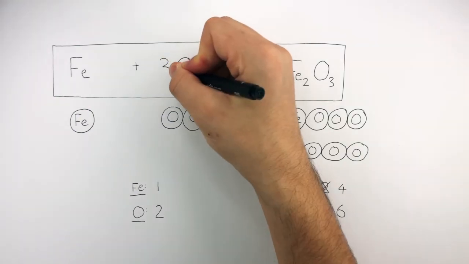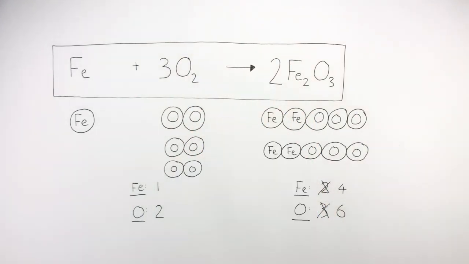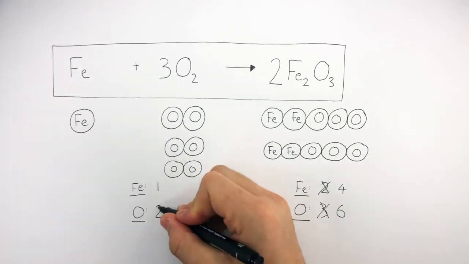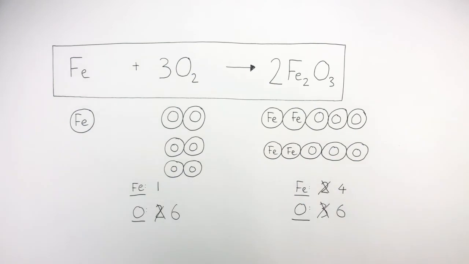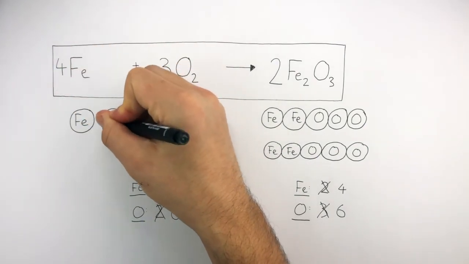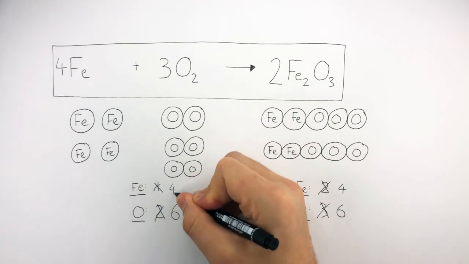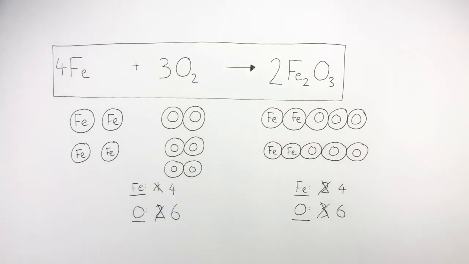So we put a big 3 in front of the O2, which means there are now 3 O2 molecules on the left. In total, this means there are 6 oxygen atoms. So we change this to a 6 and we can see the oxygen atoms are now balanced. We then put a big 4 in front of the Fe, so there are now 4 Fe atoms on the left. We change this to a 4 and we can see the Fe atoms are balanced on both sides of the equation. This equation is now balanced.